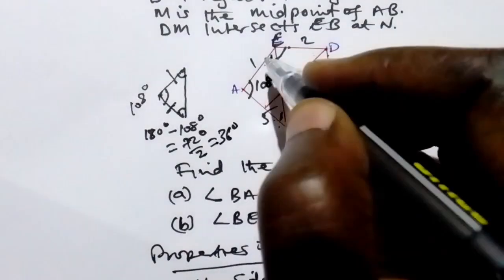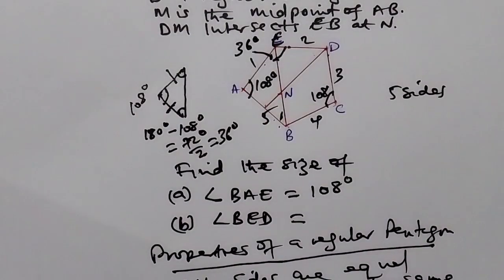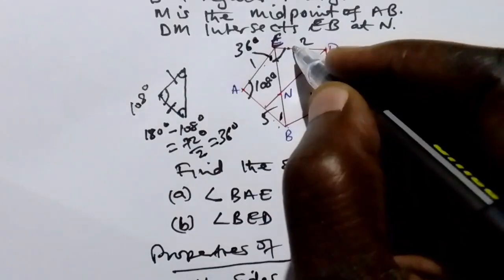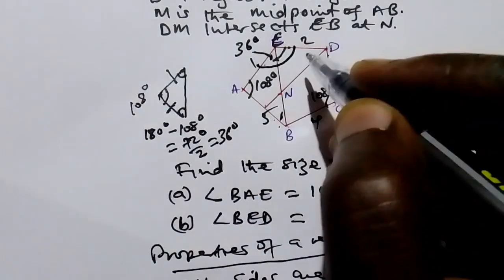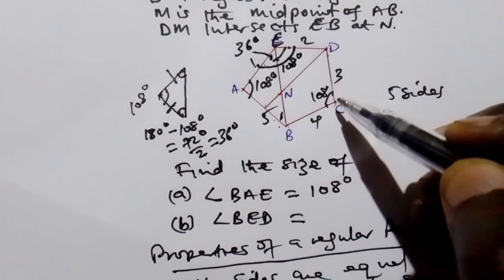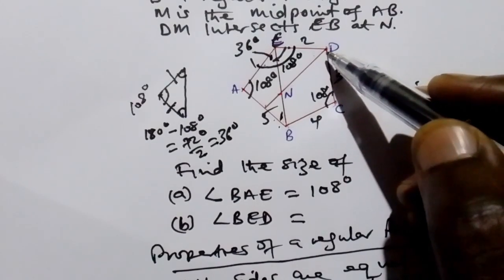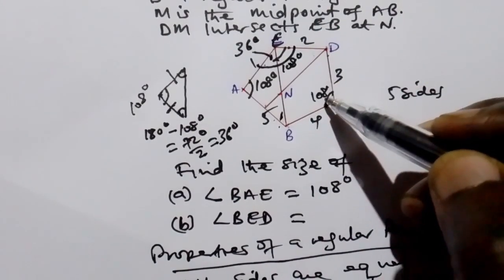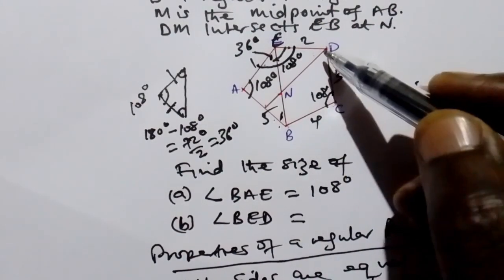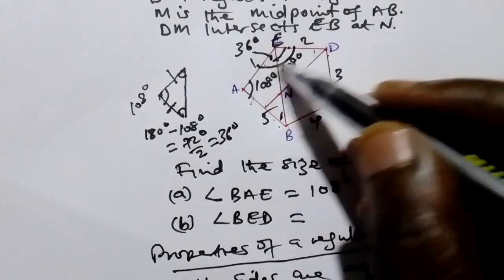So it means this angle is 36 degrees. That angle is 36 degrees. And we already know that this angle as a whole is 108 degrees, because all the interior angles of a regular pentagon are the same. This is 108 degrees, 108 degrees, 108 degrees, 108 degrees. This is also 108 degrees.